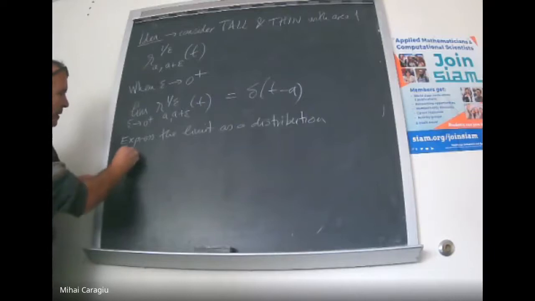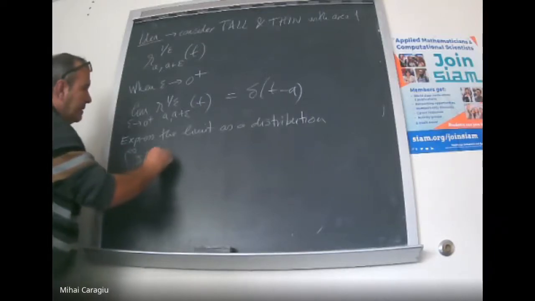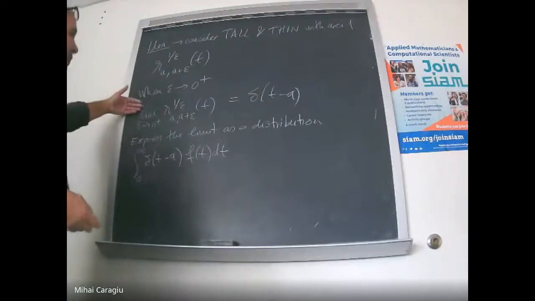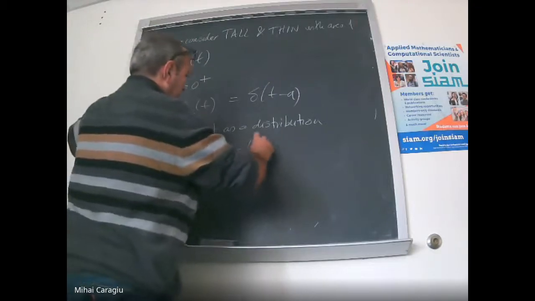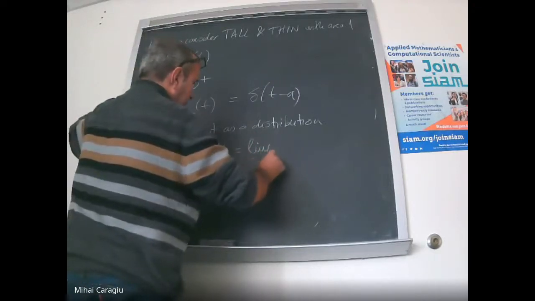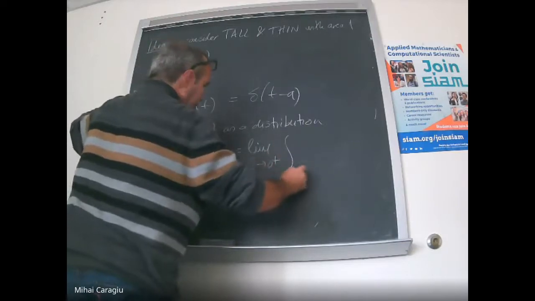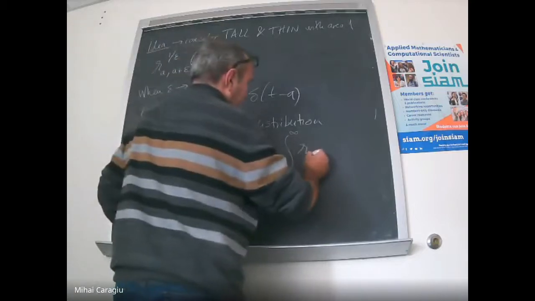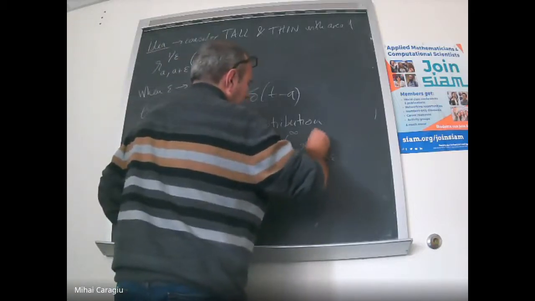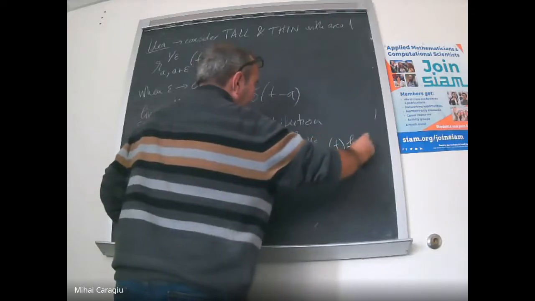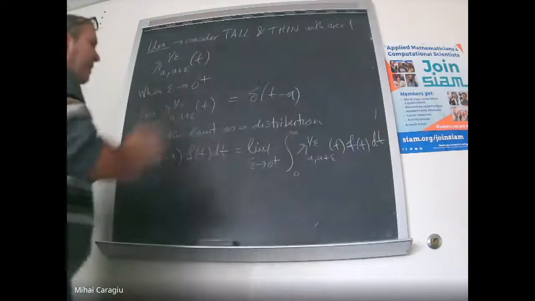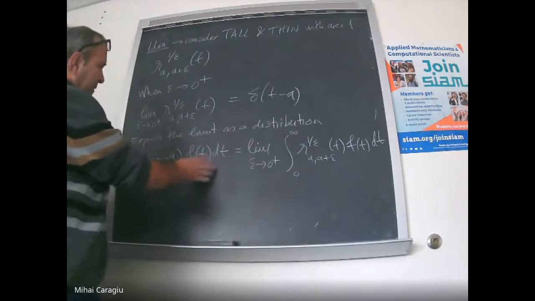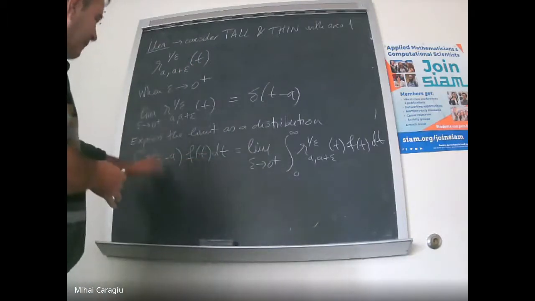Integral from 0 to infinity, delta of t minus a times f of t, where f is the test function, dt, should be equal to the limit when epsilon approaches 0 plus of integral from 0 to infinity of the rectangle r sub a and a plus epsilon, height 1 over epsilon, of t times f of t dt. Now, if we manage to give formal sense to both left-hand side and right-hand side, we get a nice formal definition of the delta function if we look at the left-hand side.